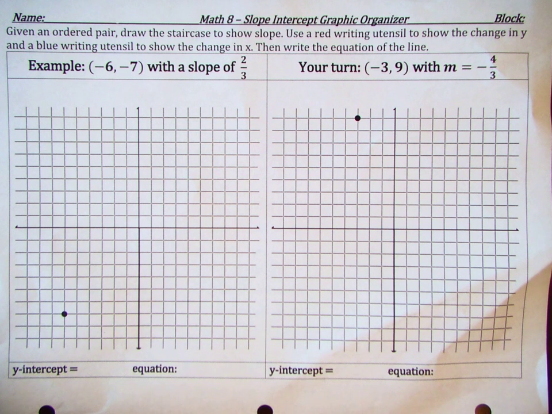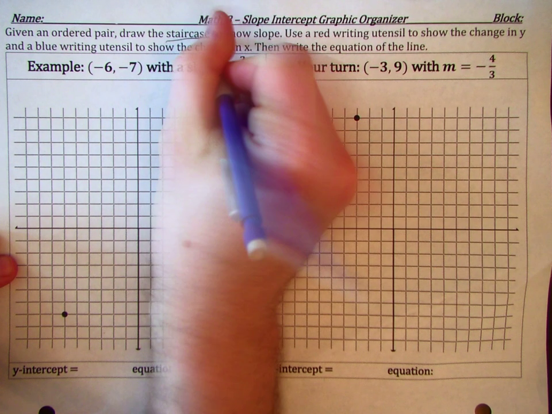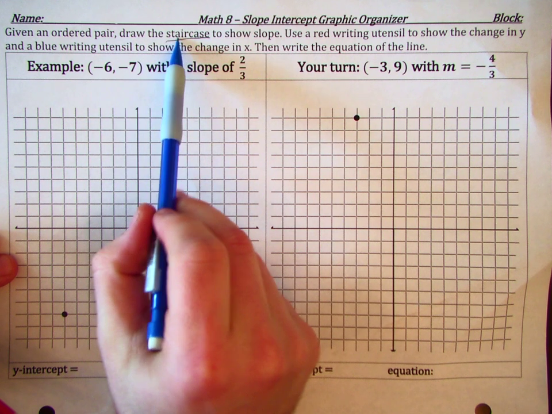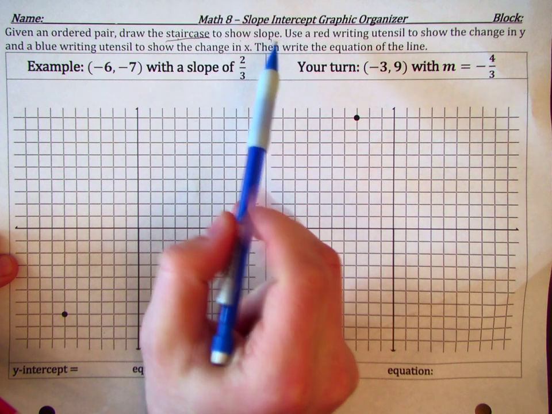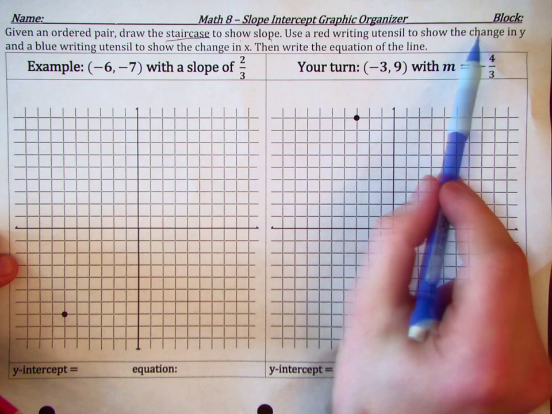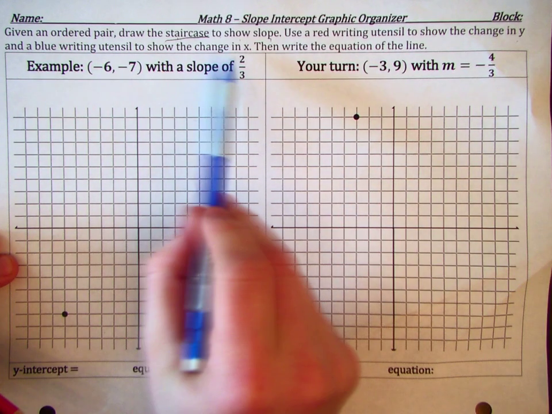And so on the back of your slope intercept graphing organizer, you have a little bit of graphing practice. Mainly the idea is you want to be able to build this staircase, or the steps you're doing, to show the slope. So it says, given an ordered pair, draw the staircase to show the slope. That's again the change in y over the change in x.